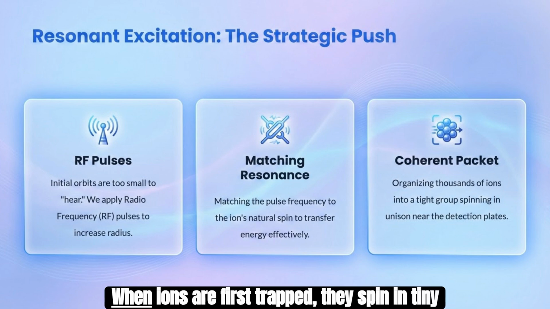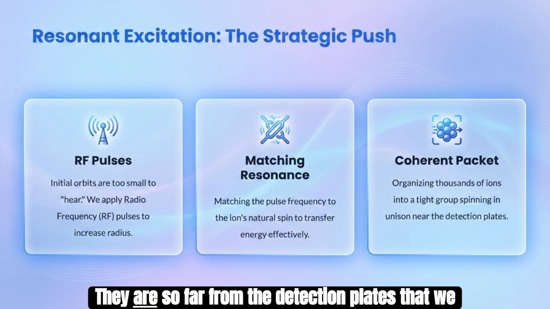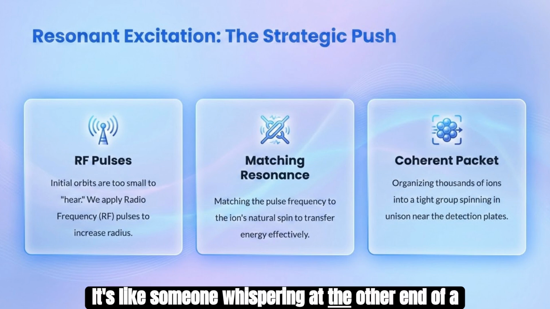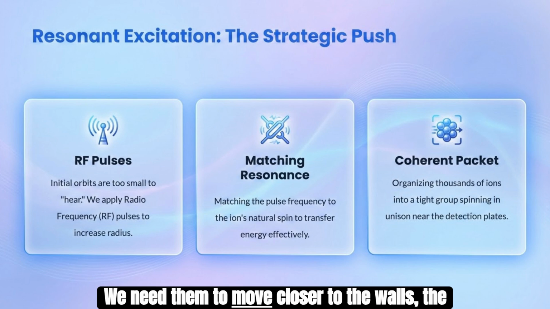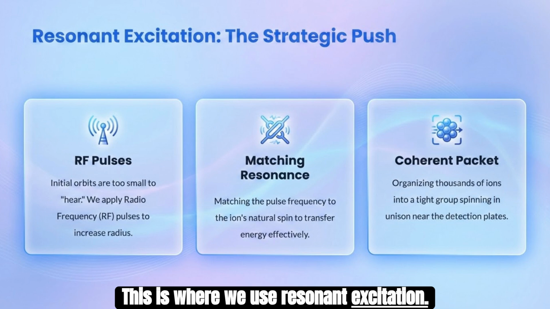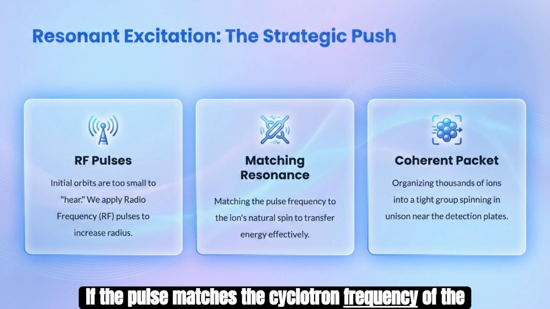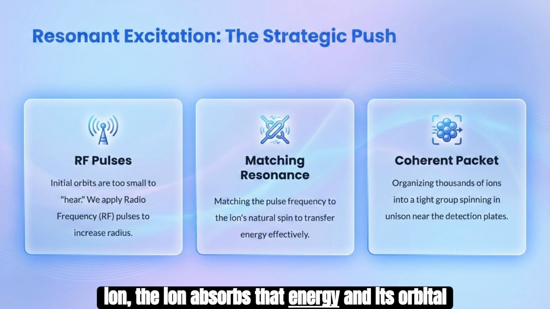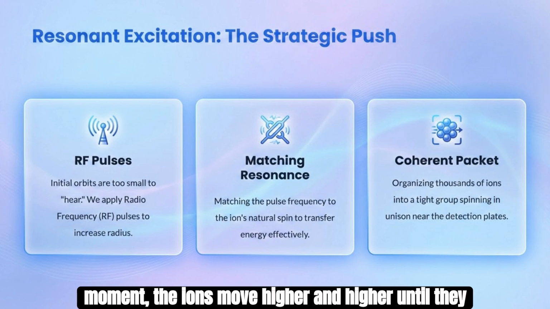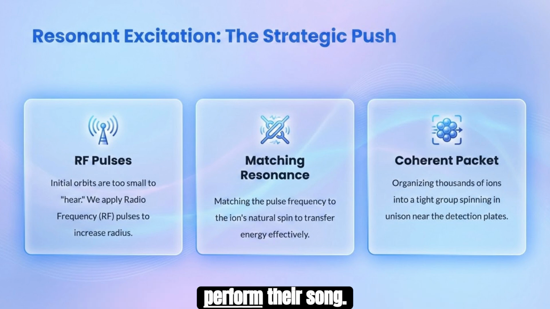Here is the challenge. When ions are first trapped, they spin in tiny microscopic orbits near the center of the cell. They are so far from the detection plates that we can't actually hear them. It's like someone whispering at the other end of a football stadium. We need them to move closer to the walls, the detection plates, without letting them escape. This is where we use resonant excitation. We apply a radio frequency pulse to the cell. If the pulse matches the cyclotron frequency, the ion absorbs that energy and its orbital radius increases. Like pushing a child on a swing at exactly the right moment, the ions move higher and higher until they are spinning in a large coherent packet, ready to perform their song.